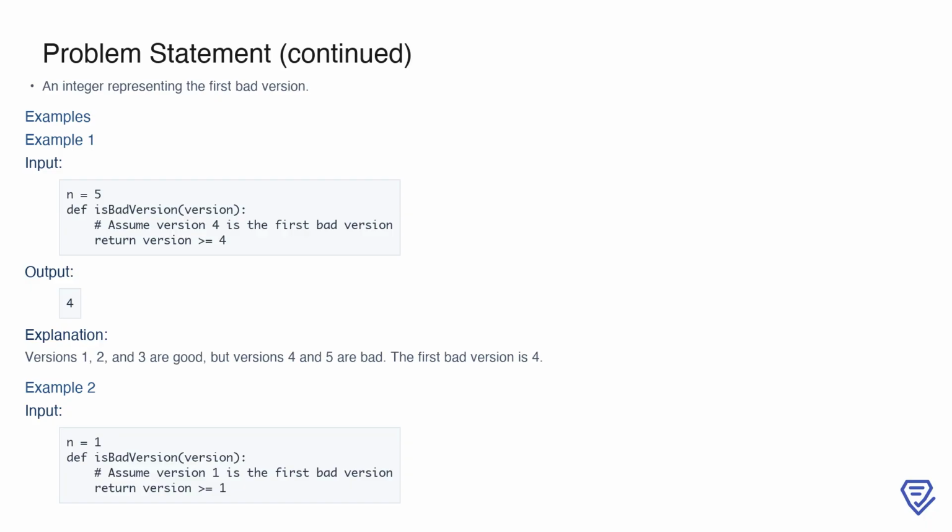For instance, if there are 5 versions and version 4 is the first one that fails, the function should return 4. In this case, versions 1, 2, and 3 are good, while versions 4 and 5 are bad. The task is to identify the first version that caused the issue. Similarly, if there is only one version and it is bad, the function should return 1. This example demonstrates that even in the smallest input case, your solution should correctly handle the scenario where the first version itself is the problem.